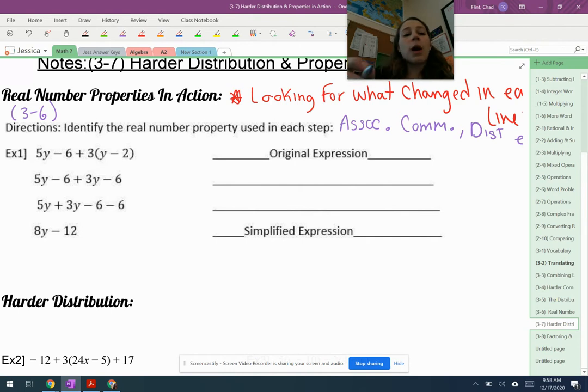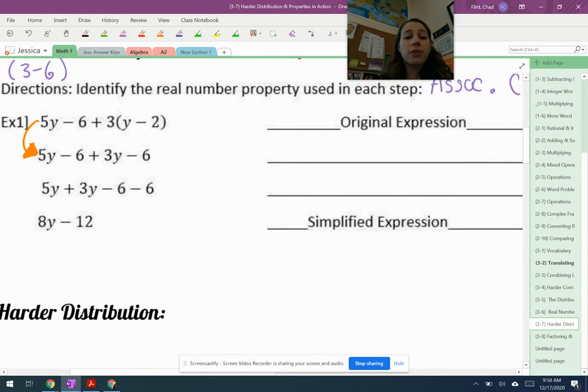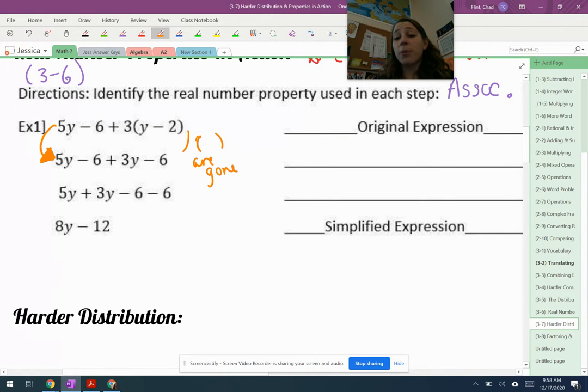So the way we're going to do these problems is we're going to compare the line above to the line below. So you can see here they have original expression written for the first line because that was clearly the original expression that they started with. So from the first line to the second line where I drew my orange arrow, what's different? What is different about the first line compared to the second line? Well, you could see here that the parentheses are gone.